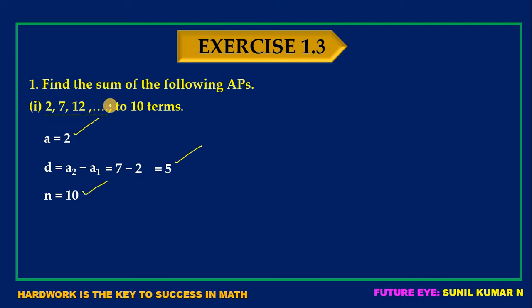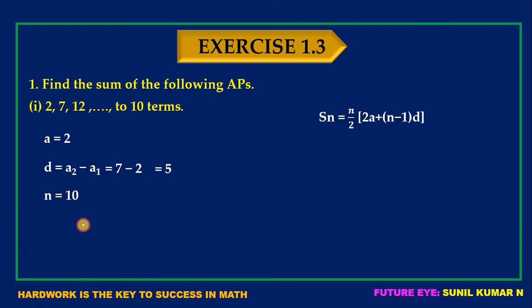And here the last term is not given. They only said we have to find the sum up to 10 terms. So the 10th term we don't know, hence the second formula cannot be used. You have to use the first formula itself, that is Sn is equal to n by 2 into 2a plus n minus 1 into d.